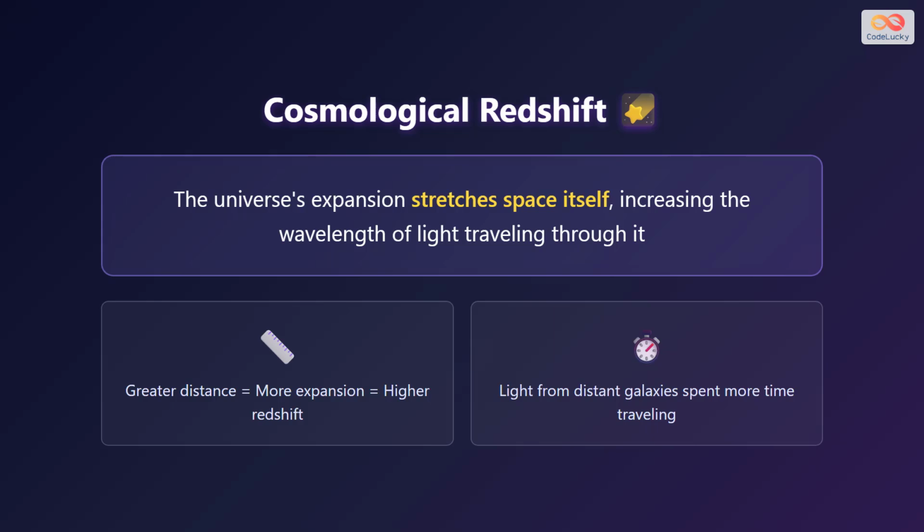Cosmological redshift is the cornerstone of modern cosmology. Unlike Doppler redshift, where objects move through space, cosmological redshift happens because space itself is expanding. As the universe grows, it stretches the fabric of space, and light traveling through that space gets stretched along with it. The farther away a galaxy is, the longer its light has been traveling, and the more expansion has occurred during that journey. This means distant galaxies show greater redshift values. The light spent more time traveling through expanding space, accumulating more stretching along the way.